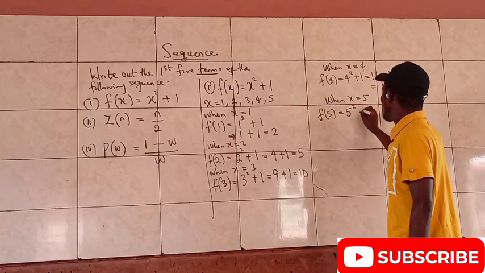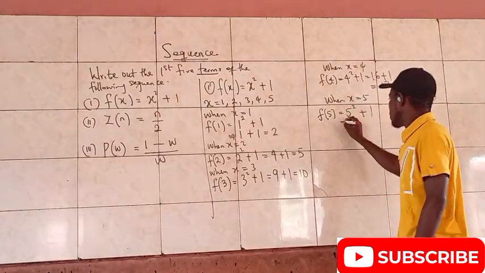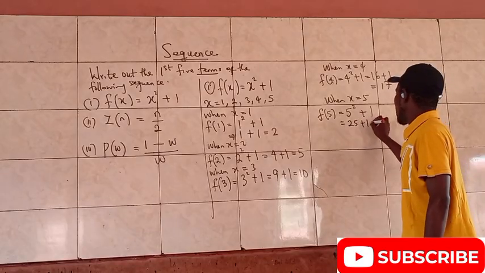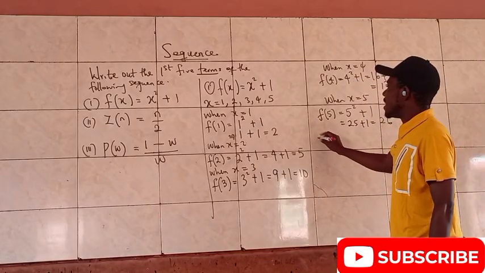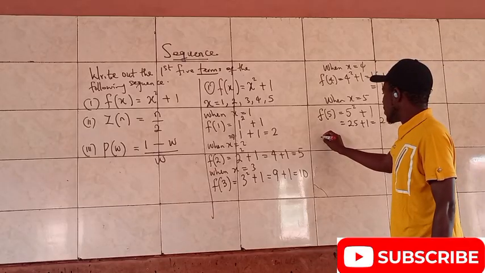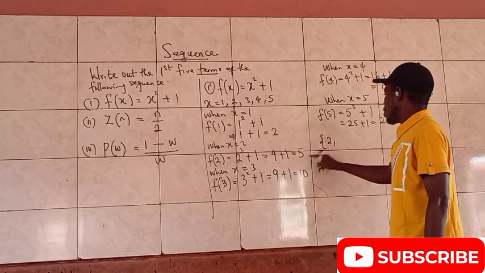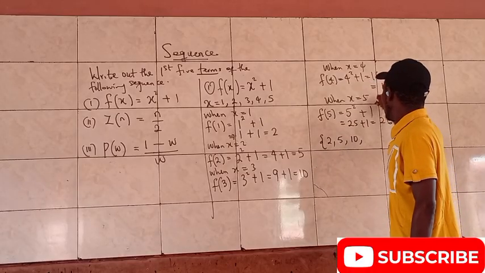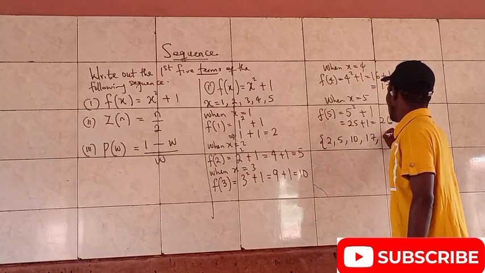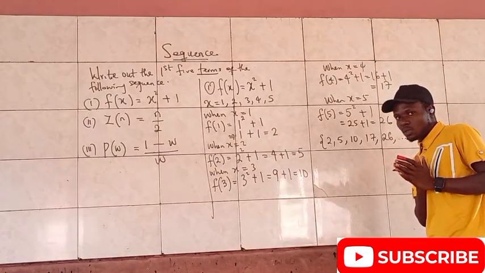5 raised to the power 2 plus 1. 5 raised to the power 2 is simply 5 times 5, and that is 25. 25 plus 1, and that is 26. So on that note, I will now say that my sequence starts from 2, 5, 10, 17, 26. It could go on and on. We only decided to stop at the 5th term.